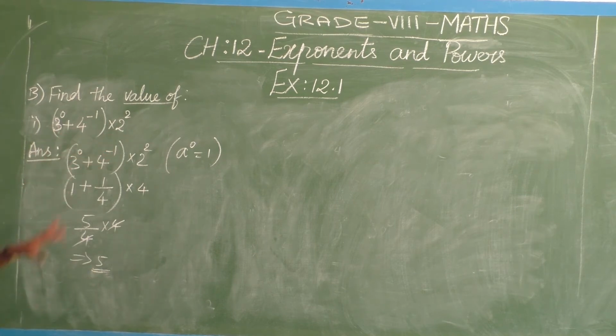What I did? 3 power 0 value taken as 1 because of the law, a power 0 equal to 1. This minus power, that means negative power, how to change into positive power? By reciprocal of that number. Okay, 4 power minus 1 can be written as 1 by 4. After that, mixed fraction, so take a cross multiply. 1 4 is 4. 4 plus 1, 5. 5 by 4 into outside part. What is that? 2 square, nothing but 4. Both 4s will be cancelled. The final answer is 5. Clear?